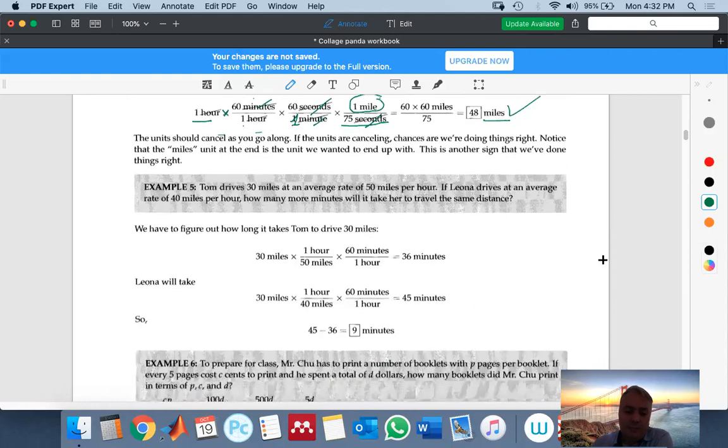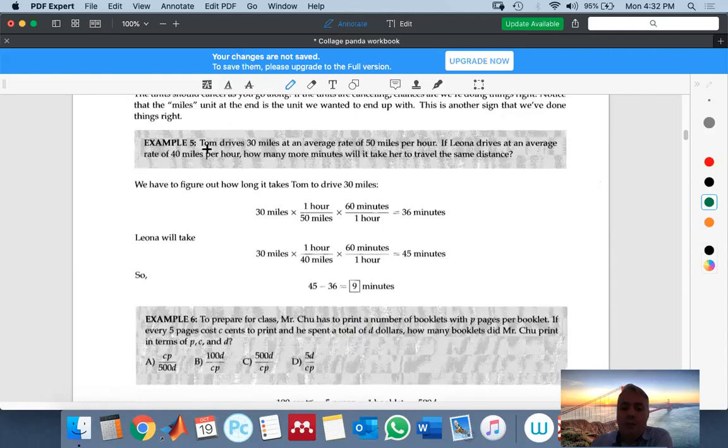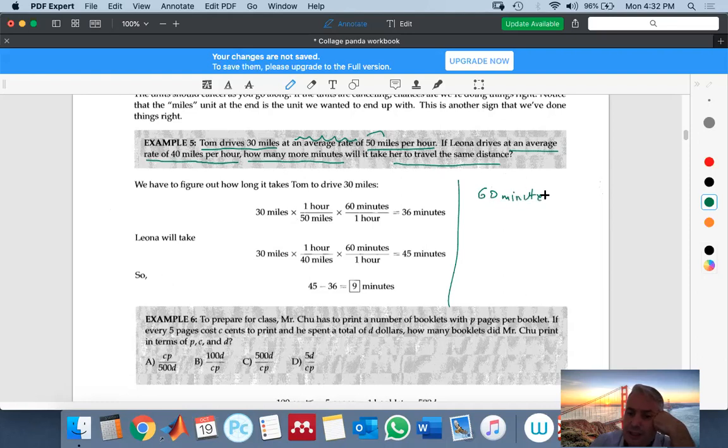Another question. Tom drives 30 miles at an average rate of 50 miles per hour. If Leona drives at an average rate of 40 miles per hour, how many more minutes will it take her to travel the same distance? Normally, how can I solve the question? I can solve the question like this. What is the average rate? 50 miles per hour. It means that in 60 minutes, 50 miles. So this guy goes 30 miles.